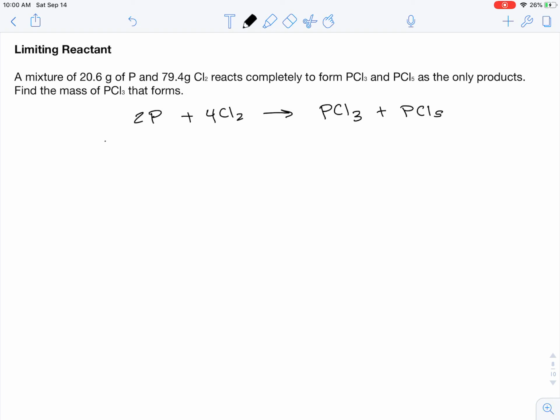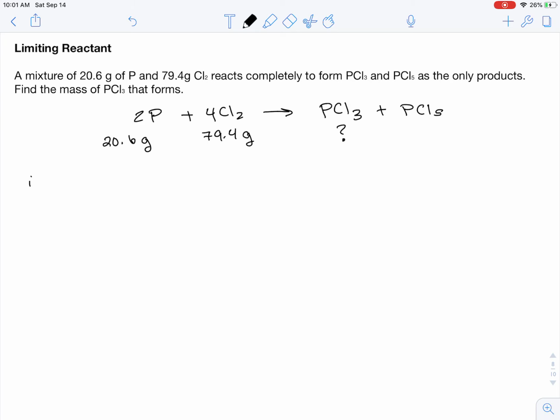Okay, so I'm given 20.6 grams of phosphorus and 79.4 grams of chlorine, and I want to know the mass of this. I know that finding the limiting reactant will tell me just the amount that I can make of one of the products. I only care about phosphorus trichloride. I know that these are the only products that form. So my plan to find the amount of phosphorus trichloride is to convert both of the reactants to that amount. So I have to find the limiting reactant.